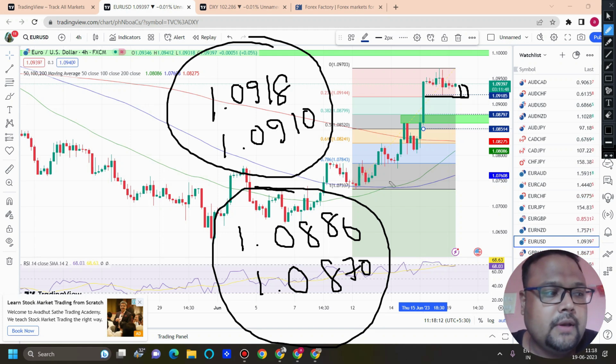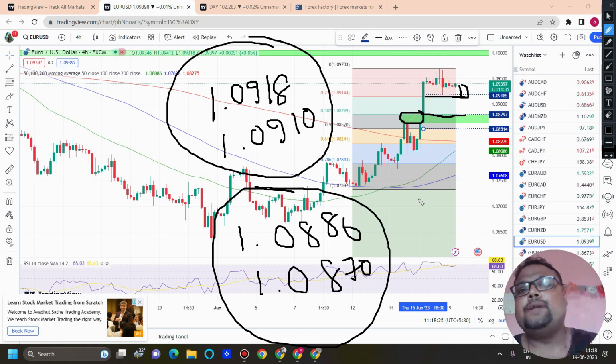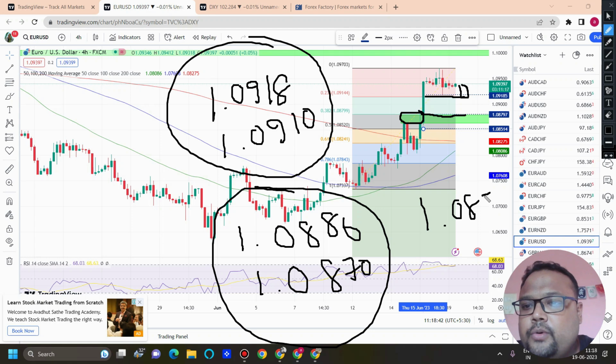Why this level here? Because you can see we have the Fibonacci 38.2% retracement level, as well as a previous price rejection around this area. So the previous resistance will be working as support, and the Fibonacci 38.2 is also present. And lastly, we have 1.0850.